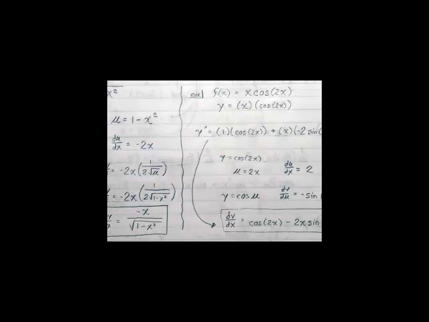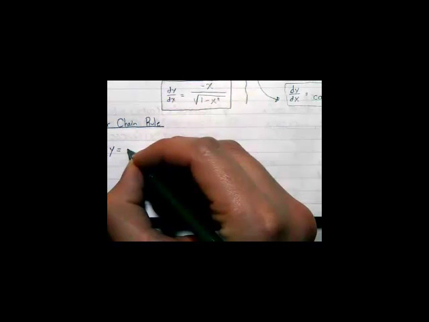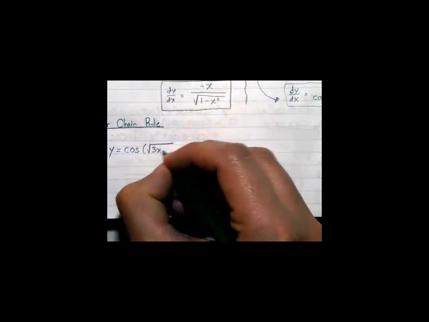Okay, so the power chain rule. This is if you have a substitution in a substitution. Okay? So, I think it's probably best if we just start with an example here. So what if we had something like y equals the cosine of the square root of 3x plus 5, maybe.